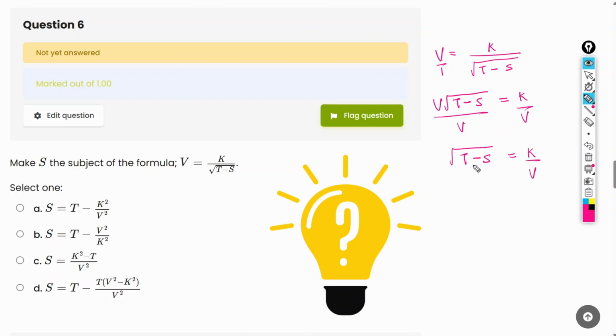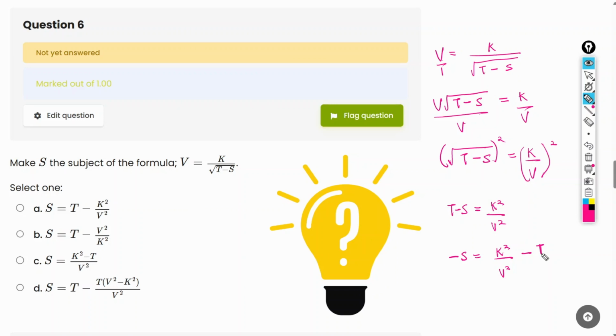Now square both sides, because I need to take care of the square root sign here. I'll square here, and I'll square everything here. So I'll end up with T minus S is equal to K squared over V squared. All right. I can move T over, so I'll have negative S is equal to K squared over V squared minus T.